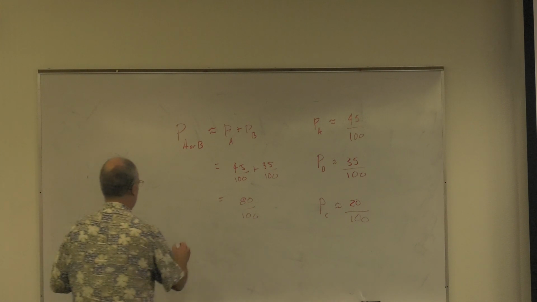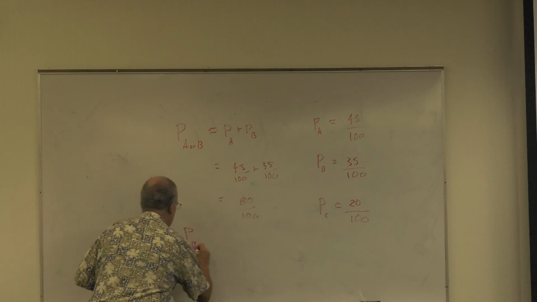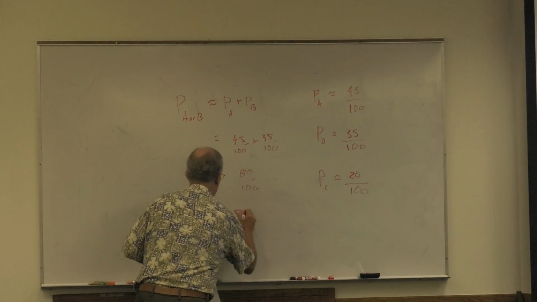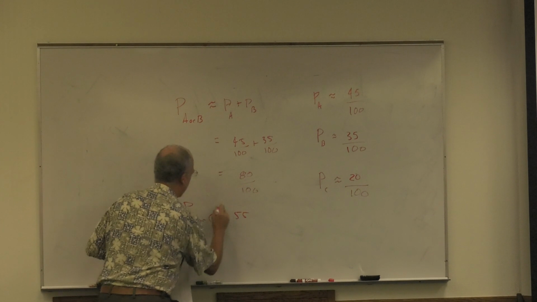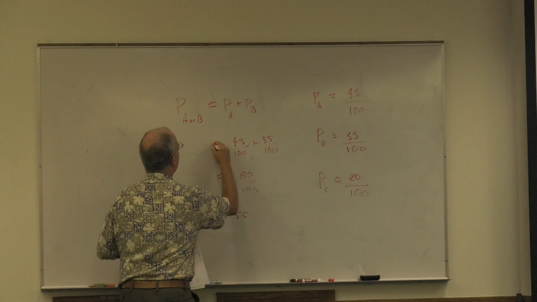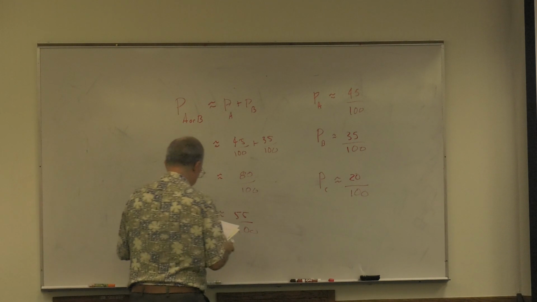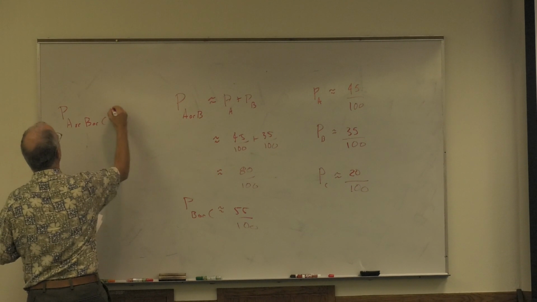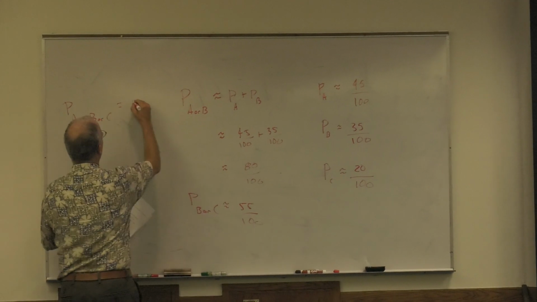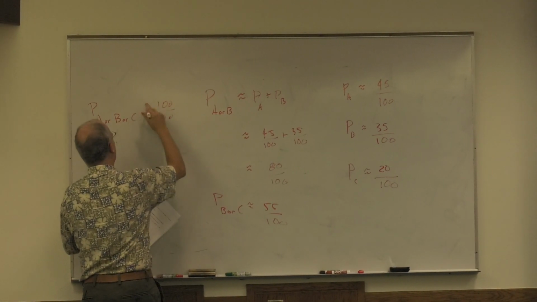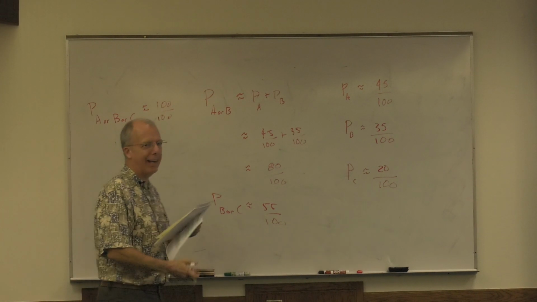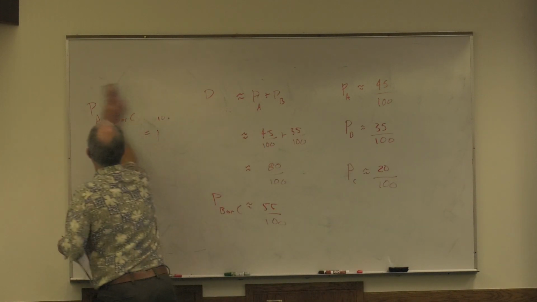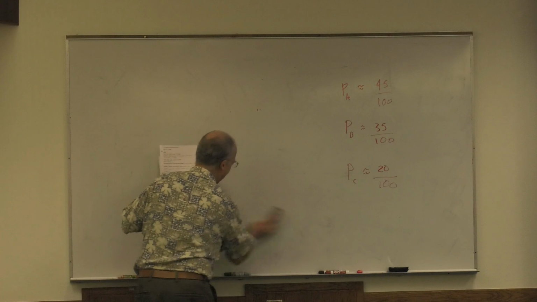How about P, B, or C? Well, you can kind of do it in your head, right? It's 55. See, I'm getting slacky already. 55 over 100. How about P, A, or B, or C? What's that? It's 100 over 100, which is 1. Okay? All right. Now, I think that's fine. But we've got to go more than that.